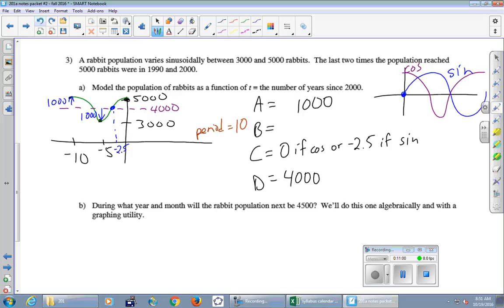And I wrote a formula up there that B is 2 pi over the period. Wait, is that what I wrote? I wrote the period is 2 pi over B, but it also is true that B is 2 pi over the period. Those two equations are equivalent. So we take 2 pi and divide it by the 10 that we got. So pi over 5, that's our B.